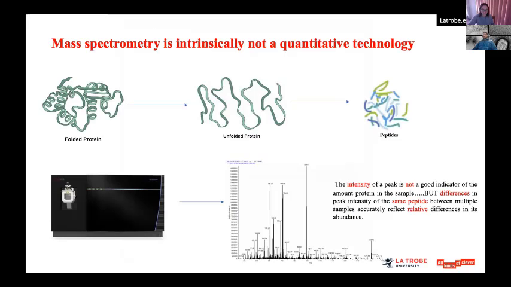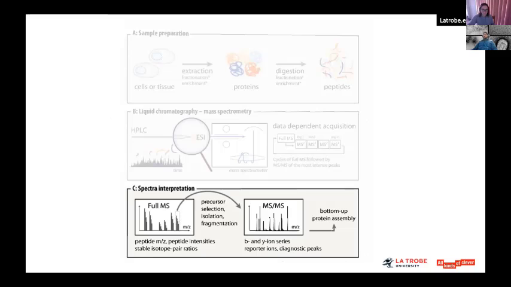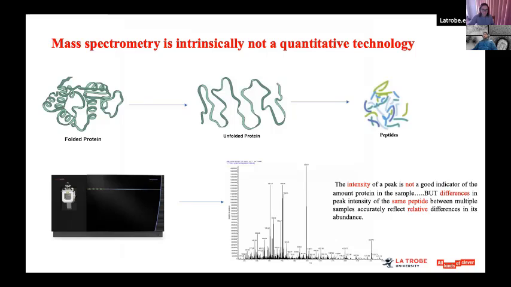At the end of this experiment, what we have is not the quantities, but we have just identified the proteins. What is important to understand is that mass spectrometry by itself is not a quantitative technology. And this is quite important to understand.